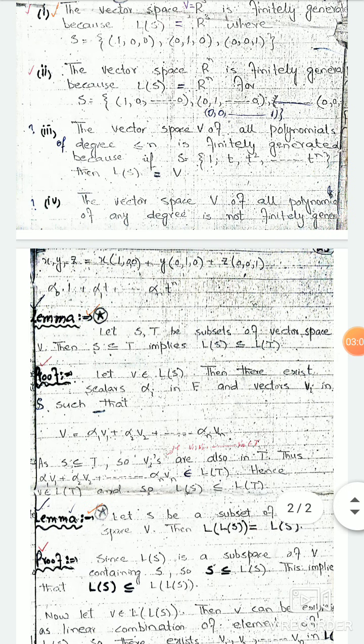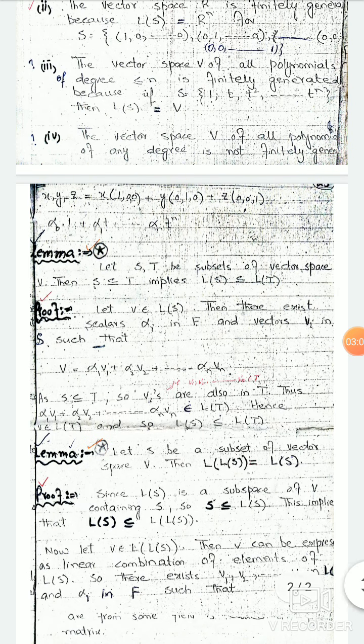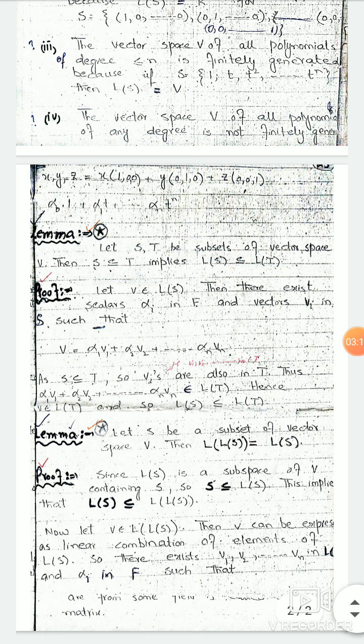Now we next have a theorem. Let S and T be subsets of the vector space V. Then S is a subset of T implies that Ls is a subset of Lt. Proof: let v belong to Ls.